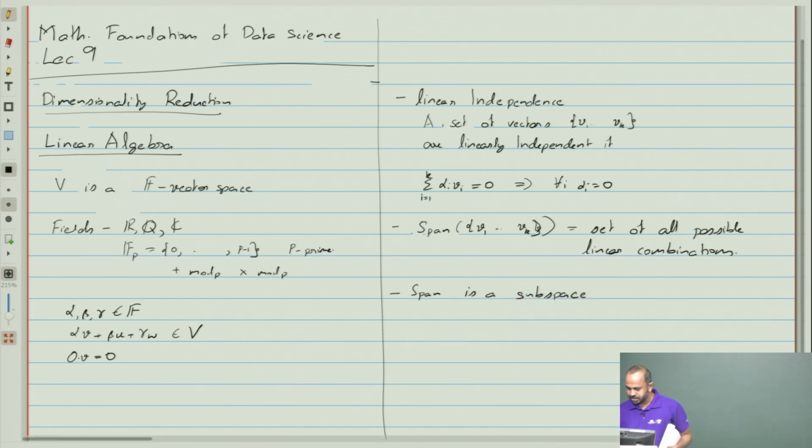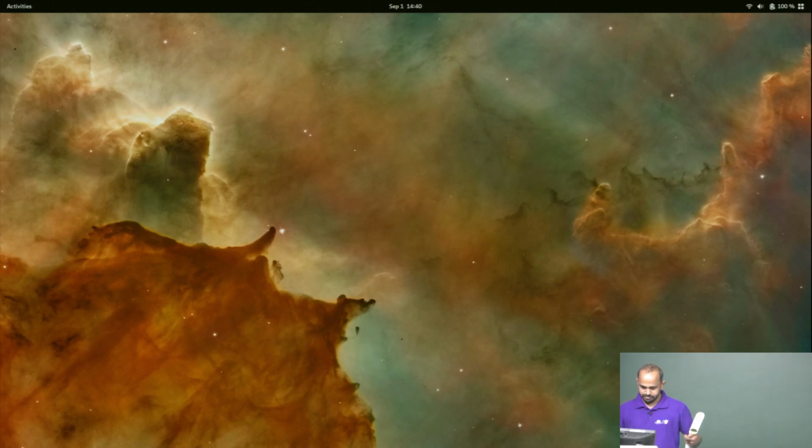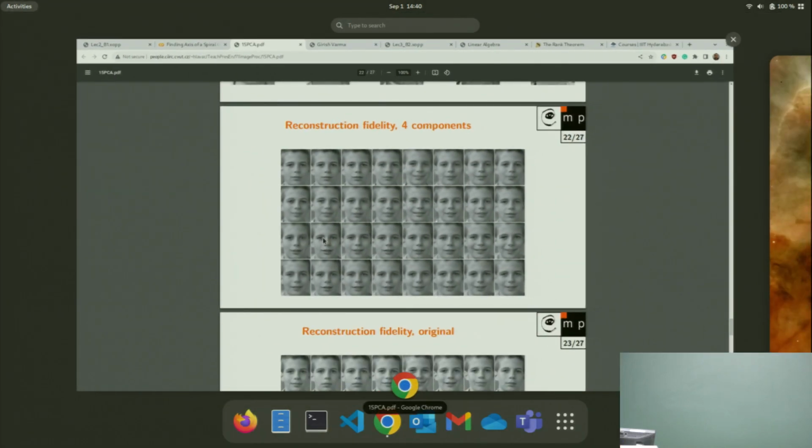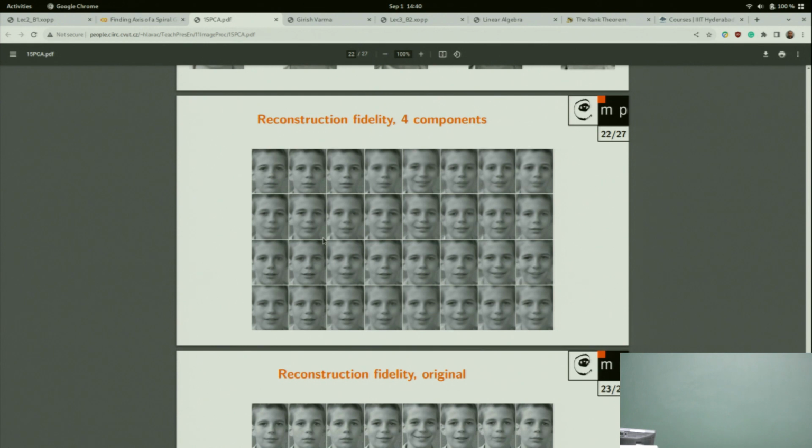It is itself closed under. What happened? Hopefully everything is saved.